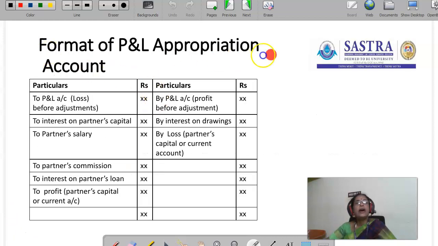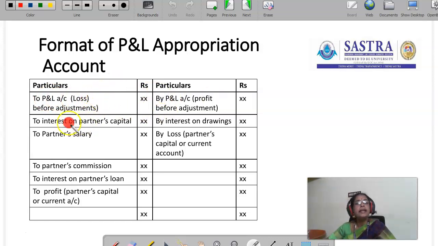And this is the format of the P&L appropriation account. Already I told you the P&L appropriation account is prepared from the viewpoint of the firm. So all the expenses should be debited and all the income of the firm should be credited. Okay. So the base is net profit or net loss before adjustment. So the debit side is net loss, the credit side is net profit.